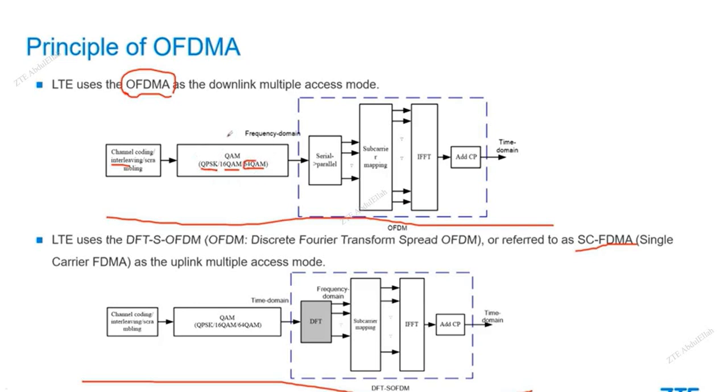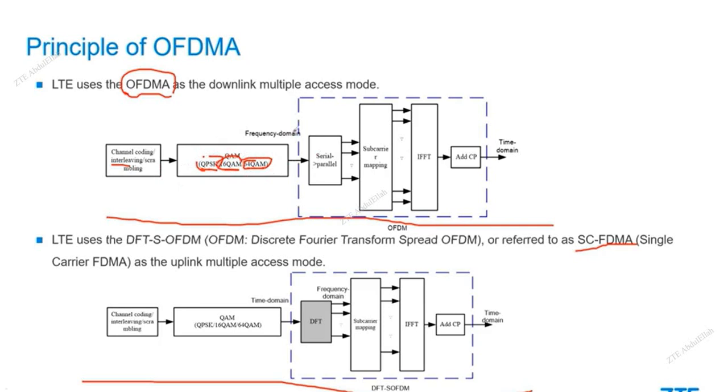Also, after modulation, we can change our bit rate to symbol rate. Before modulation, here is our bit. After modulation is our symbol. So through the modulation, we can find a relation between bit and symbol. For example, QPSK means 2 bits per symbol. 16-QAM means 4 bits per symbol. 64-QAM means 6 bits per symbol. So after modulation, we can change the bit to symbol.